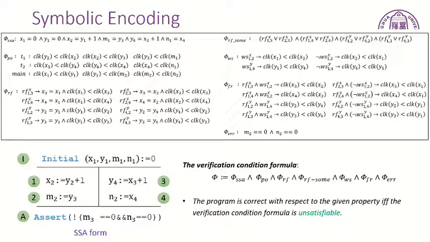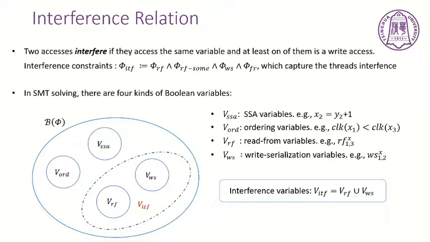So finally, for the example program, we can obtain its verification condition formula. It is the conjunction of the above subformulas. The program is correct with respect to the given property if the verification condition formula is unsatisfiable. And in SMT solving, we need to decide those many unassigned variables and check whether the formula is satisfiable.